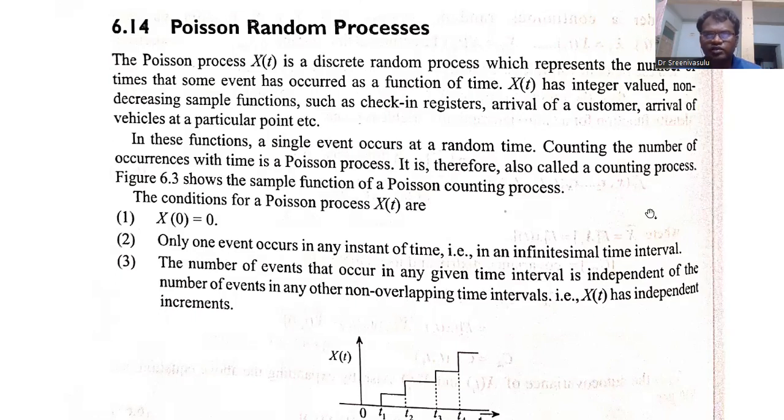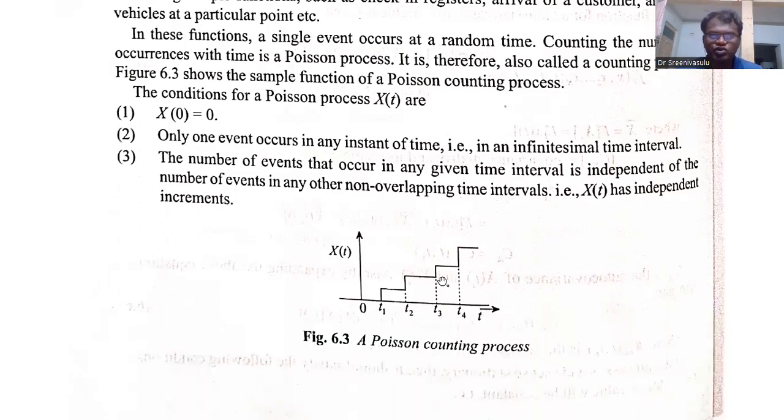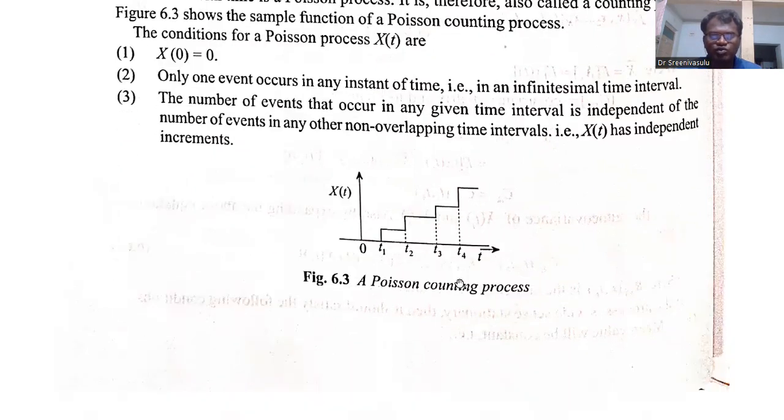Now we can clearly get this: a single event occurs at a random time. Counting the number of occurrences with time is a Poisson random process. If it is a random variable, it is not related with time. If it is a random process, it is related with time. Now if you observe this graph, it increases based on time. At time t1 it is like this, and at time t2 it increases, for this Poisson counting process.